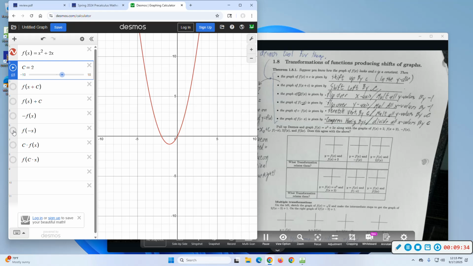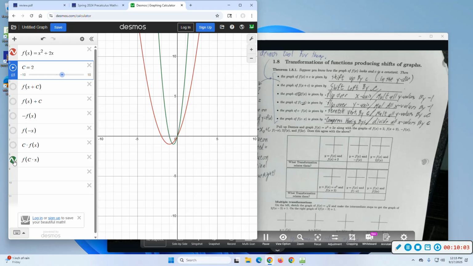F of negative x should flip it over the y-axis, so it'll do a horizontal flip. All the x values will be negative what they used to be. That look right? Cool. Multiply by a constant, it should be stretched vertically by a factor of 2. So all the y values should be stretched. All right? And f of c times x, that should compress.